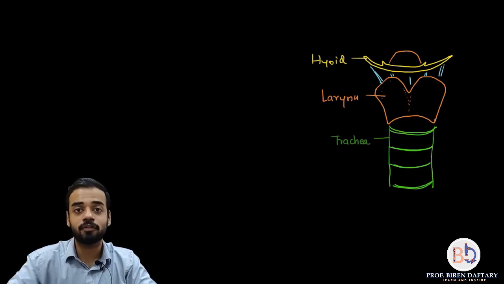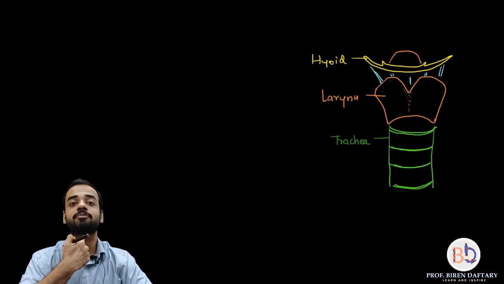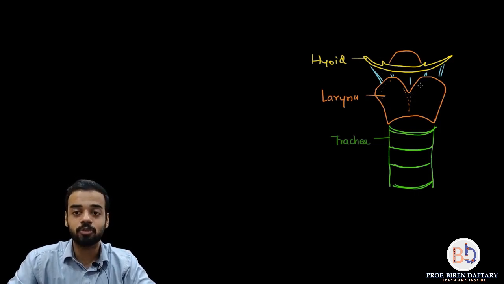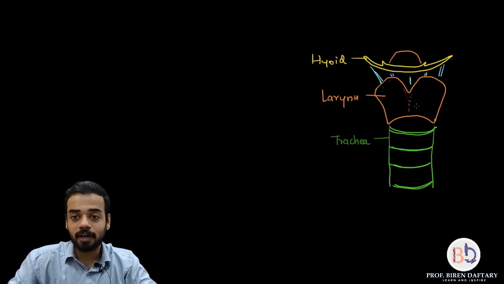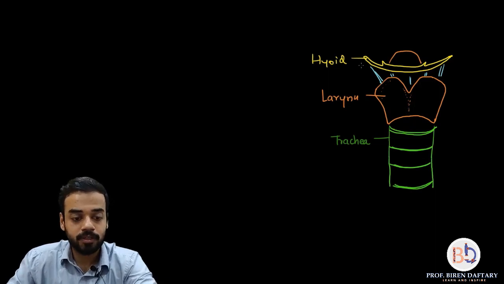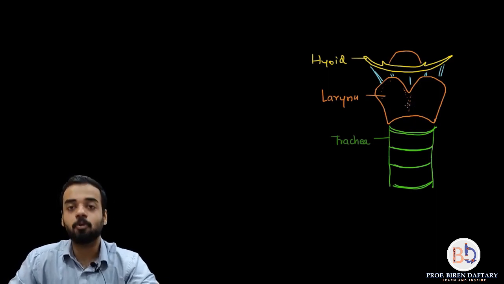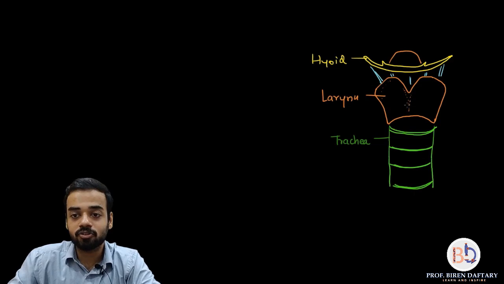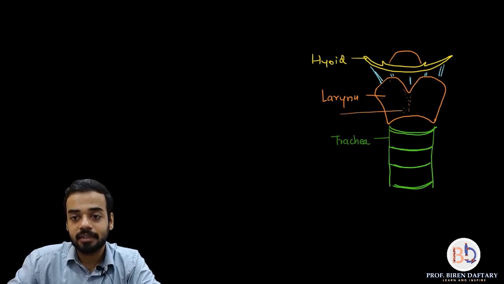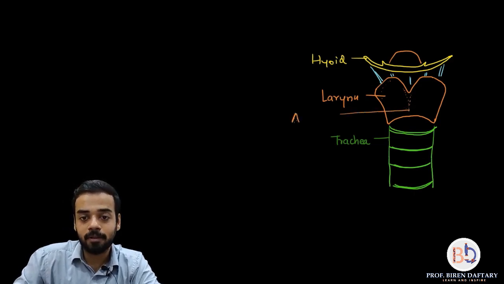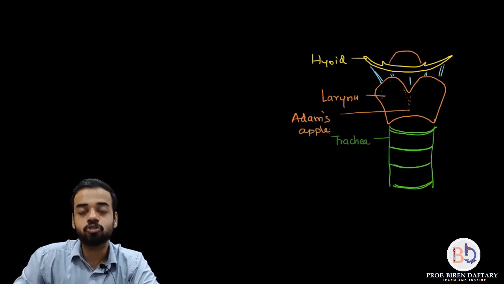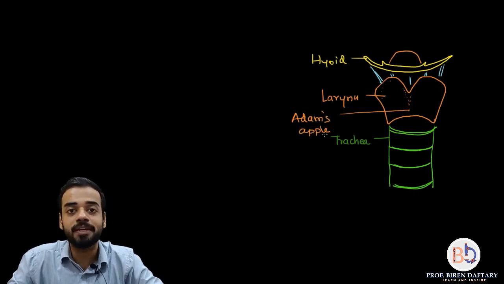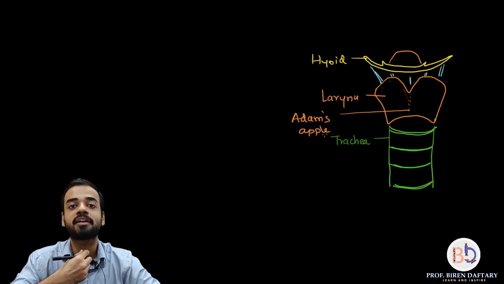Now this is a front view of the diagram. If you see the larynx from here, this is how the diagram is going to look. This part in between normally is pointed, it comes out, and it is called the Adam's apple, or it is also called the laryngeal prominence, because it is a very prominent triangular shaped part.